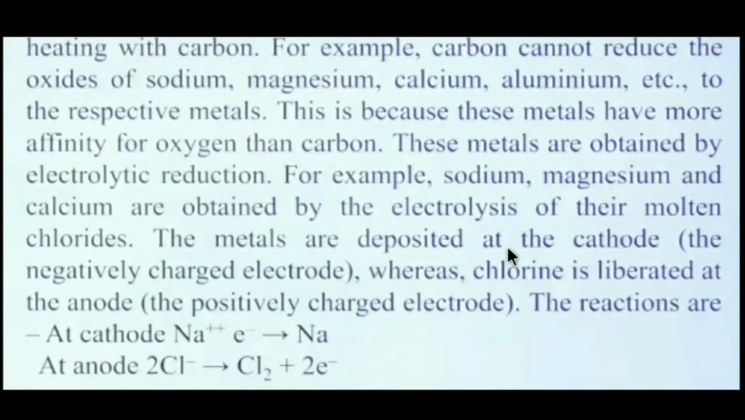These metals are deposited at the cathode, the negatively charged electrode, whereas chlorine is liberated at the anode, the positively charged electrode. The reaction at the cathode is Na+ plus electron gives Na, and at the anode 2Cl- gives Cl2 plus 2 electrons removed.